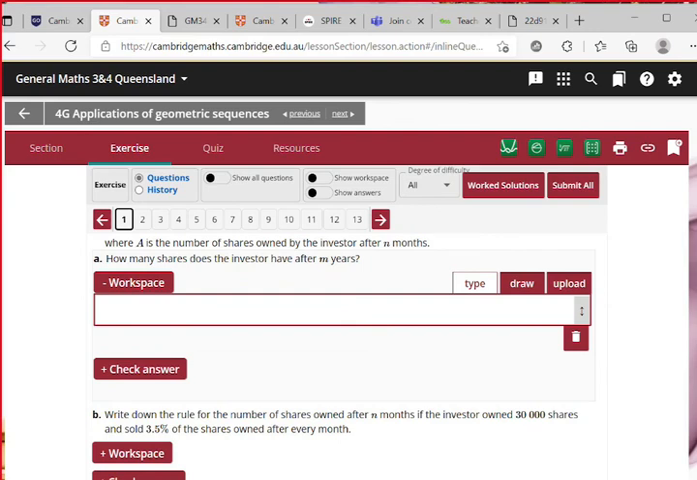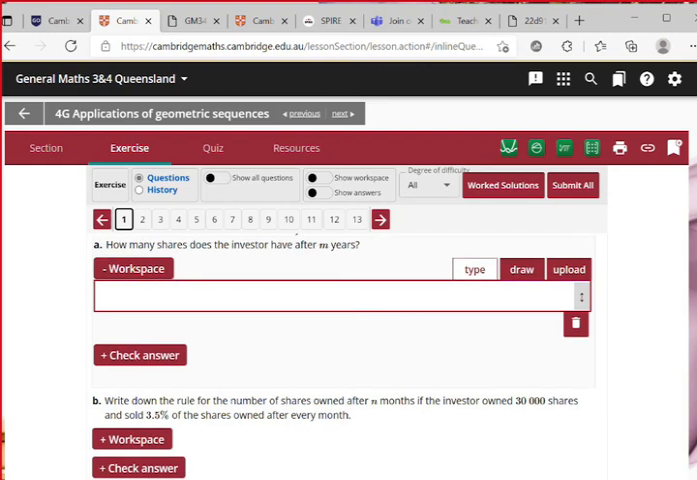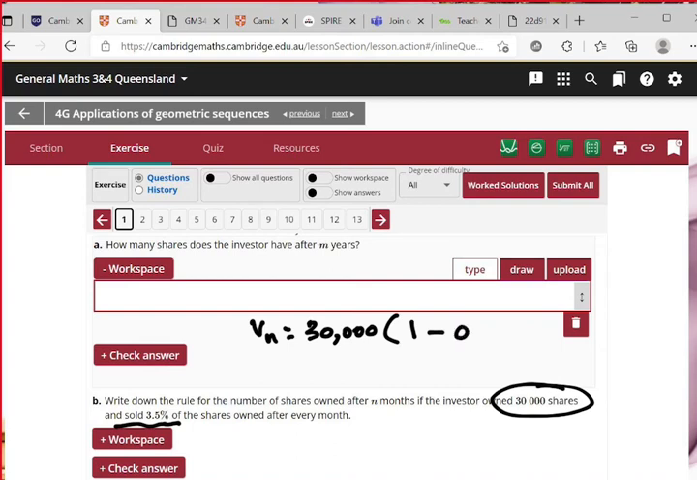Write down the rule for the number of shares owned after n months if the investor owned 30,000 shares and sold 3.5% of the shares owned after every month. So again, they're just having you practice writing the formula down and using those pieces. So we don't know, that's our future value. He initially owns 30,000 shares, so that's our present value, times 1. Now he's selling shares, so that's a minus. 3.5% is 0.035 as a decimal, and he's doing that in months.